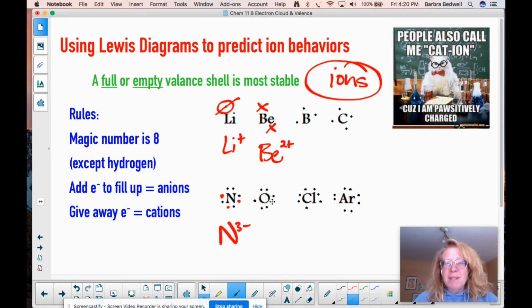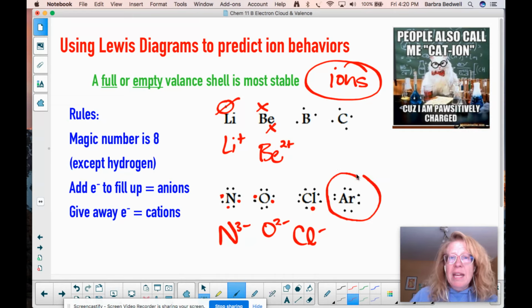Oxygen, we've been dealing with her all year long. Oxygen wants 8. It currently has 6. So it's going to gain 1, 2 more and becomes oxygen 2-, or the oxide ion. And chlorine will fill up its 1 spot like that and become chlorine 1-. Argon, by the way, is already full, right? It's got 8. It wants 8. It's already full. It does not need to gain or lose anymore.